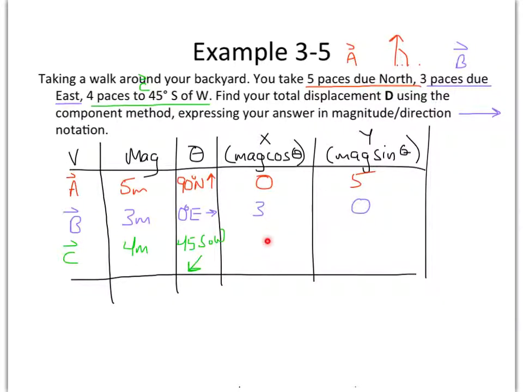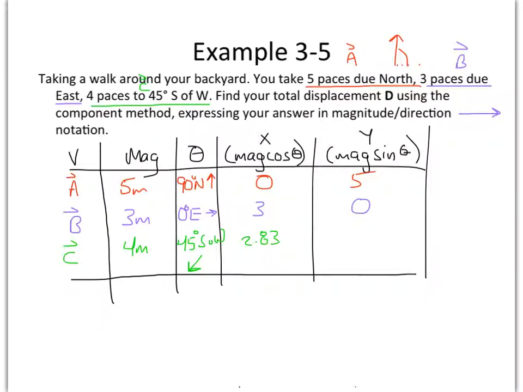All right, well, let's find out what the x component is to begin with. For the x component, the magnitude is 4 cosine of theta. Theta is what? 45 degrees. I'll put a little degree sign right there. So what is 4 times cosine of 45 degrees? I get 2.83.